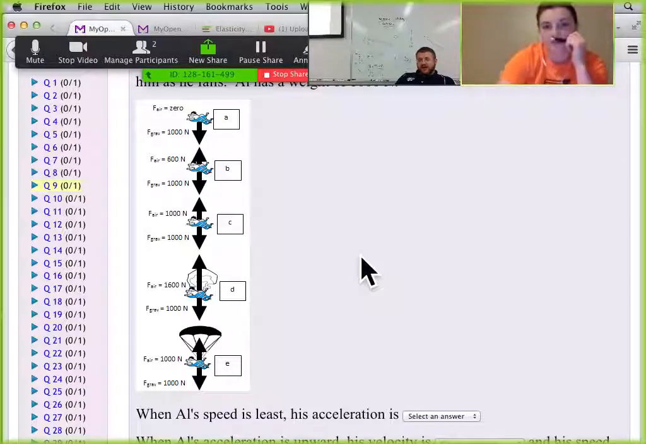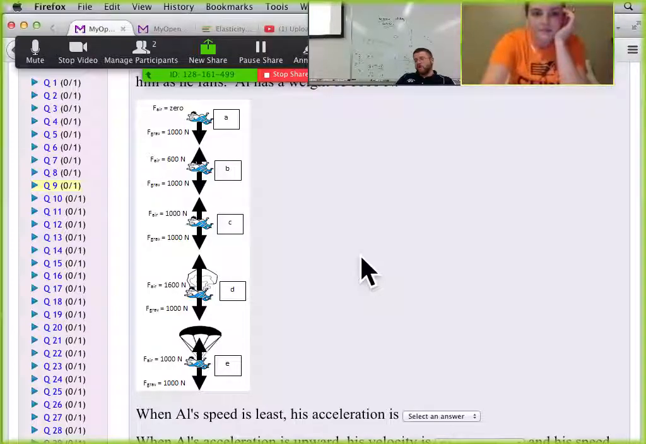In E, the force from gravity straight down is 1,000 newtons, and the force from the air is 1,000 newtons, but the force from the air is acting on the parachute. So he's slowed way down because he has that parachute deployed. The forces are still the same, but the force is spread over a bigger area, the parachute in other words. And when you spread that force over a bigger area, you actually get a slower velocity, which is the whole purpose of the parachute, right? Right.